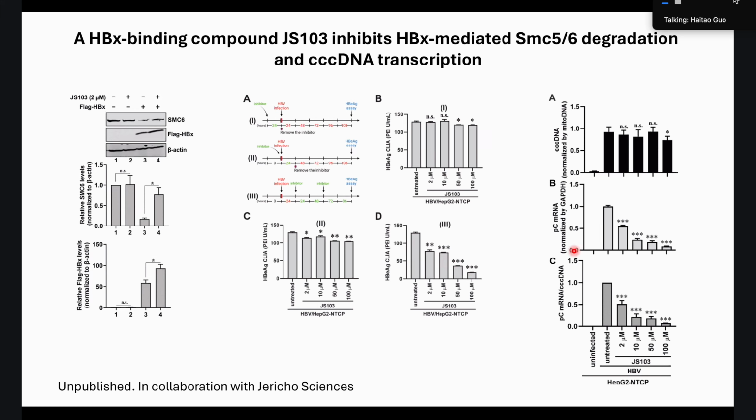And this data clearly shows that this compound, without affecting the cccDNA level, reduces the pre-core mRNA and the ratio between the pre-core mRNA and the cccDNA dose-dependently. So this gives you another example: X can be targeted to silence cccDNA.